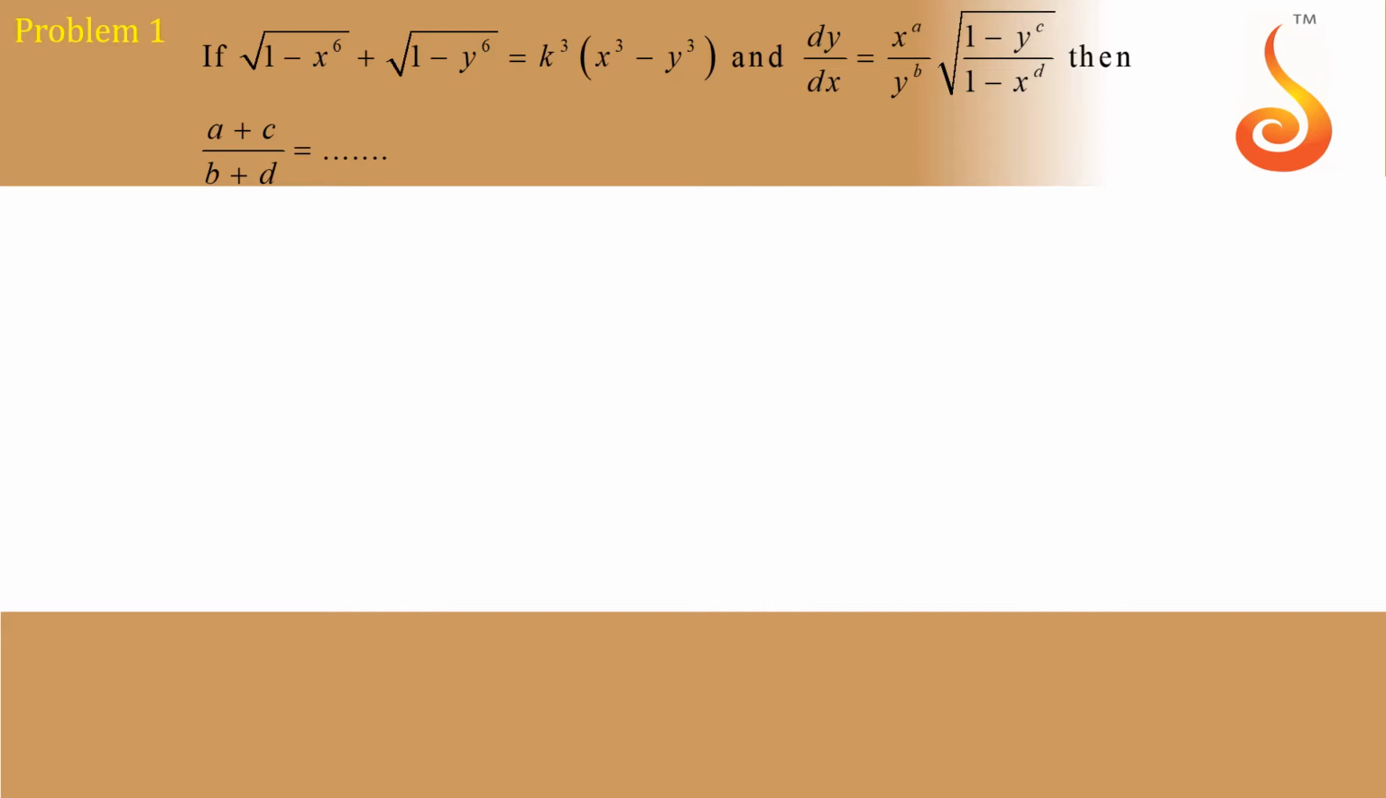Okay, so here as it is, if we do dy/dx, it will be a very lengthy question. So I'll take the help of some substitutions. x³ equals sin θ I will take, and y³ equals some sin φ. Then this will become cos θ + cos φ = k³(sin θ − sin φ).